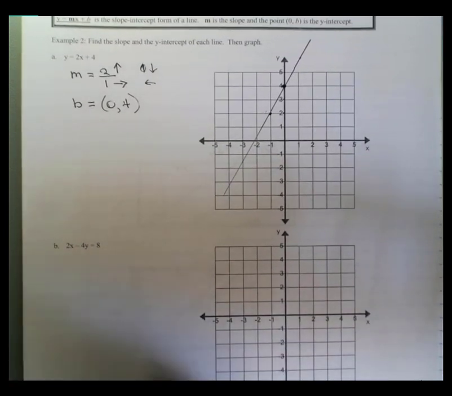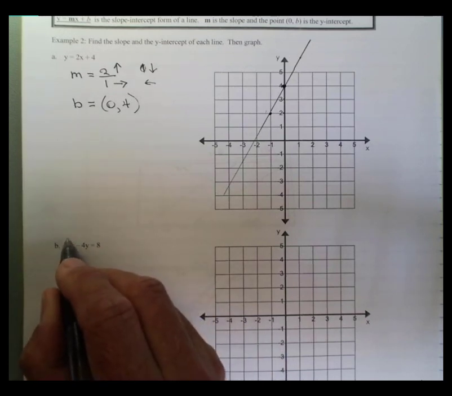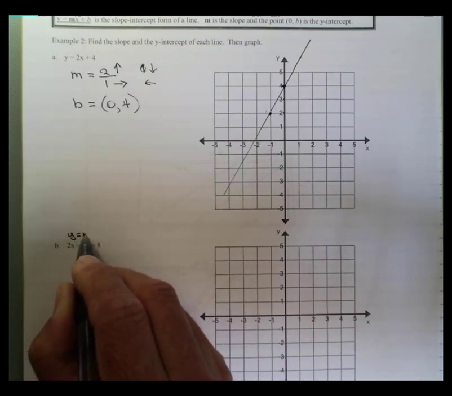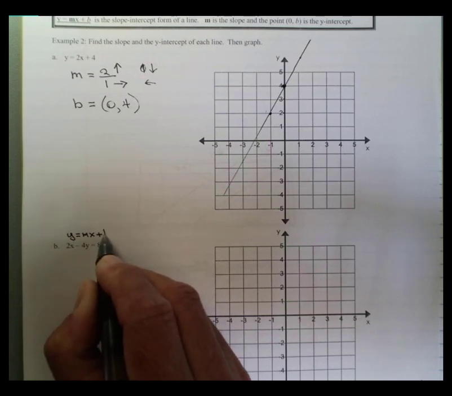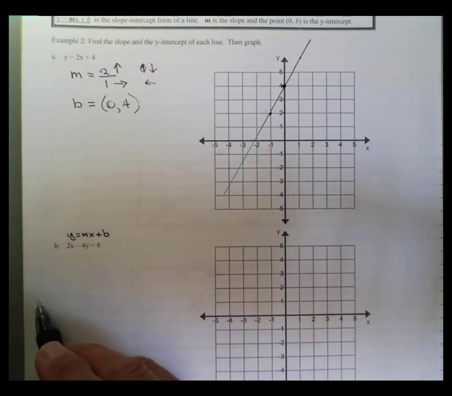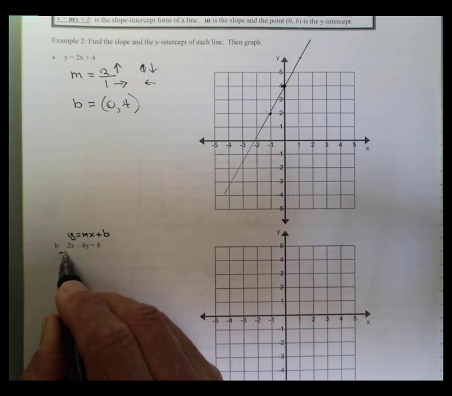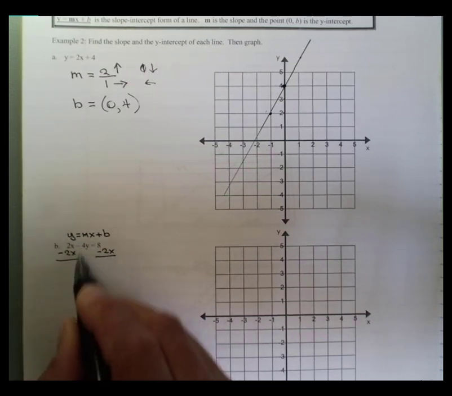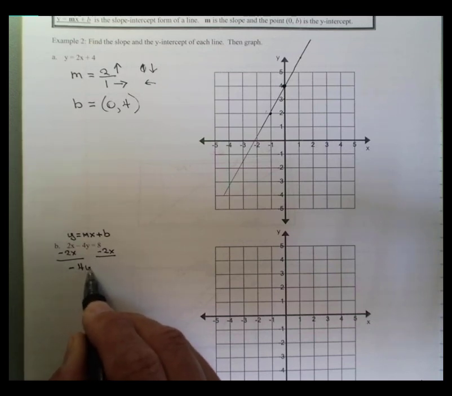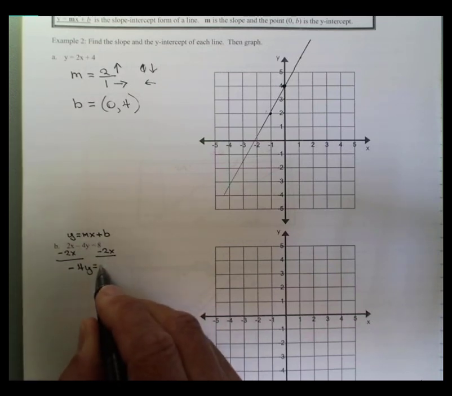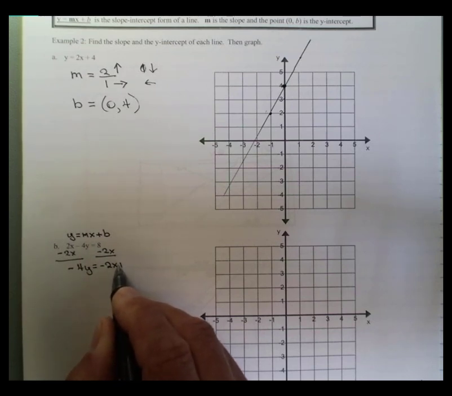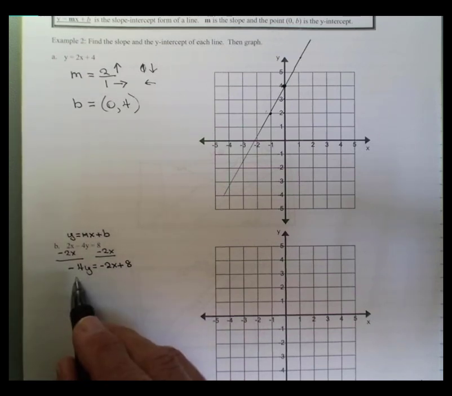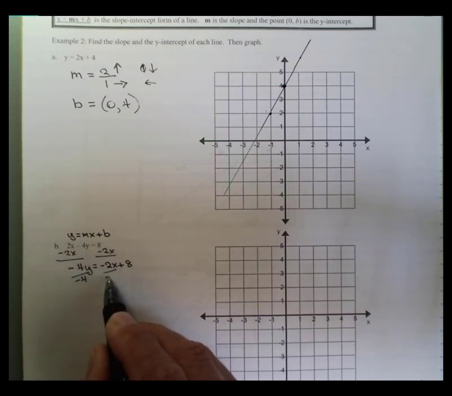Okay, another one. Now this thing is not in y is equal to mx plus b format, and that's the first thing we want to do. We want this format, so we have to solve it for y, basically. Okay, so let's get rid of a positive 2x by subtracting it from both sides. And then I have a negative 4y is equal to, remember the x term needs to come first, so I'm going to say negative 2x plus 8. Then I need to divide everything by negative 4, right? All three terms.